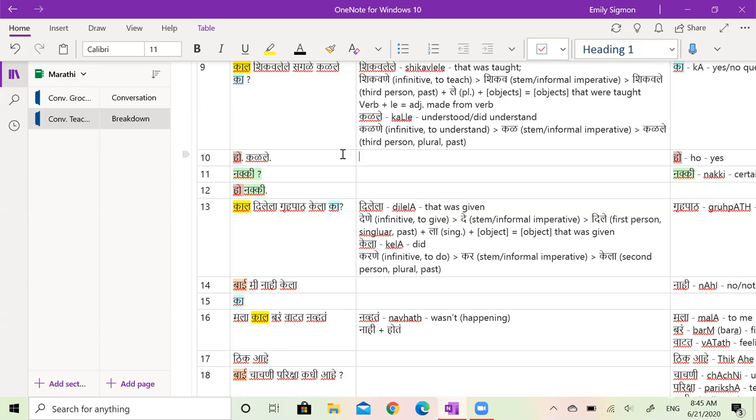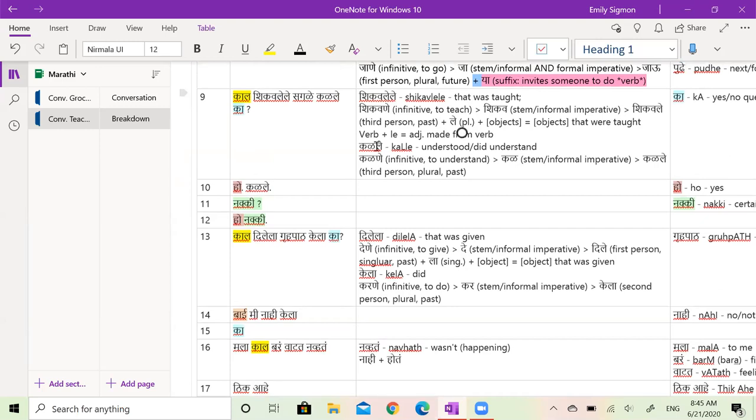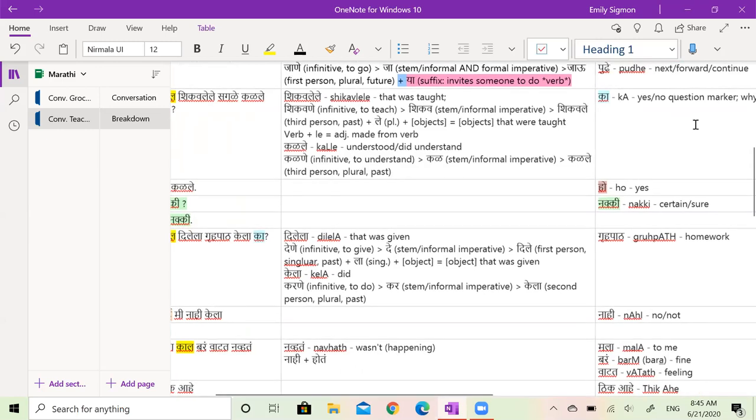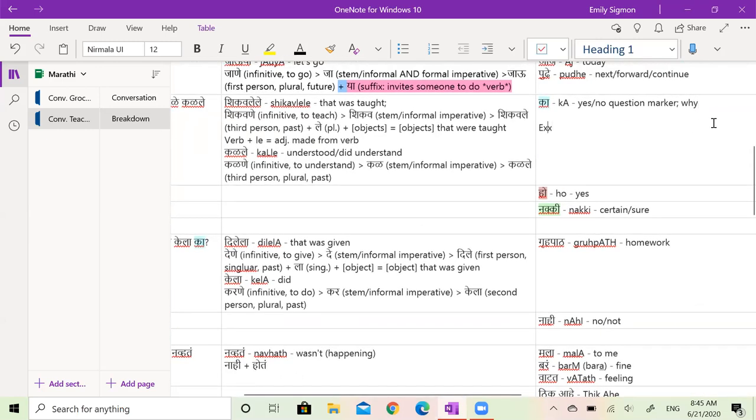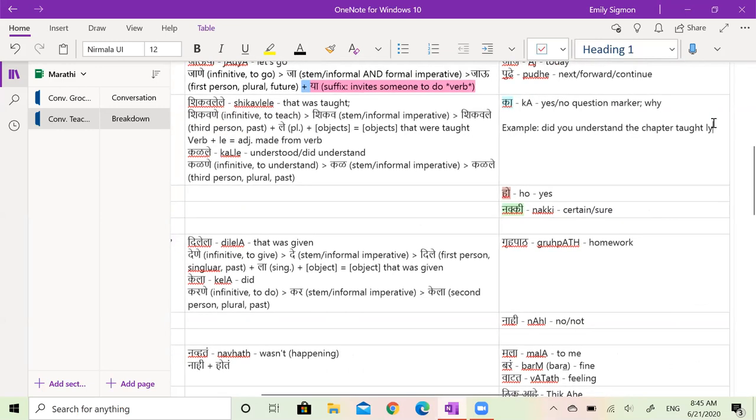So the same words, just change the forms. Paula, you can also try. Tara, yesterday, and lesson. What was the word for lesson? Or do you use like a chapter? Again, so can you repeat again the question? Yeah. Did you understand the chapter taught yesterday? Did you understand the chapter taught yesterday? Okay.